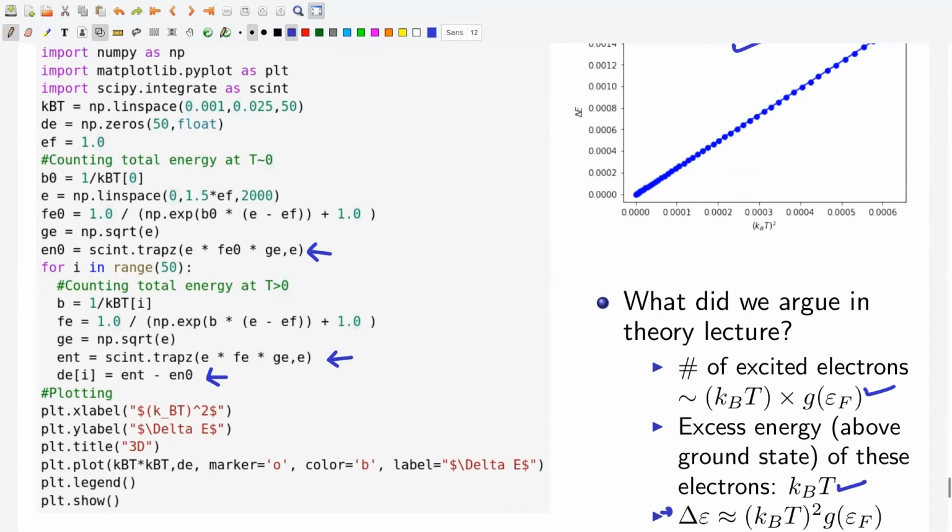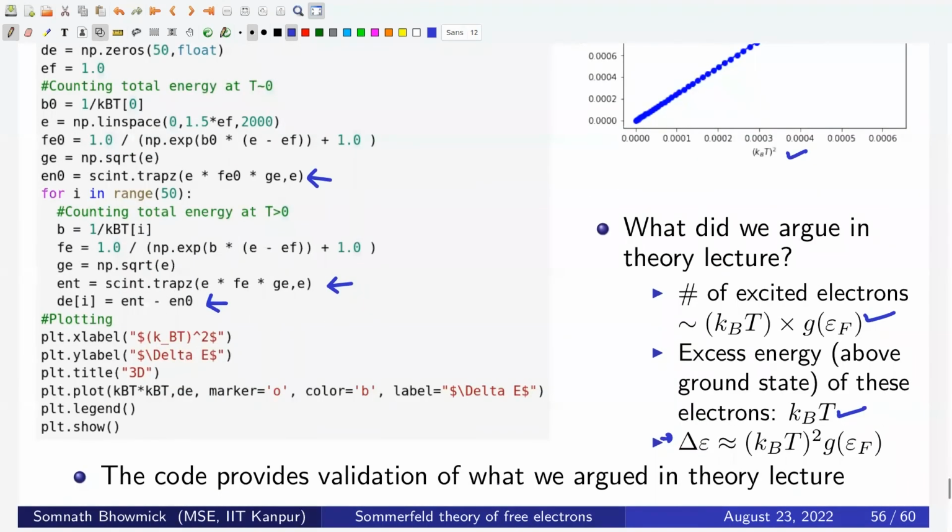In our code, we indeed see that delta E is a quadratic function of temperature. Thus, the code provides validation of what we argued in the theory lecture. I showed this for a 3D free electron gas. It is left as an exercise for you to write a code for 1D and 2D.